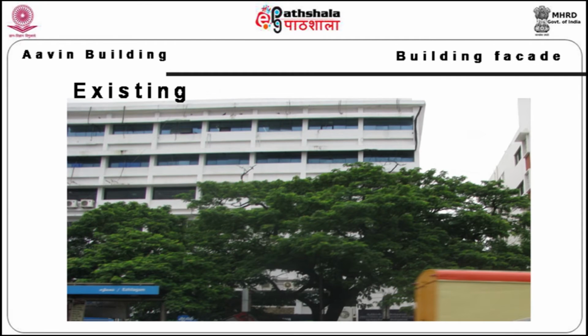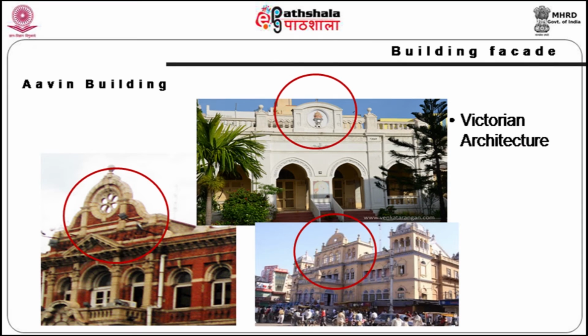Now we are talking about the Avin building. A 6-storied building is there. What are we going to do about it? Going to spoil it? Going to improve it? Going to do what? Let us all take a challenge with the 3 architectural styles. Victorian architecture is first we are going to talk about.